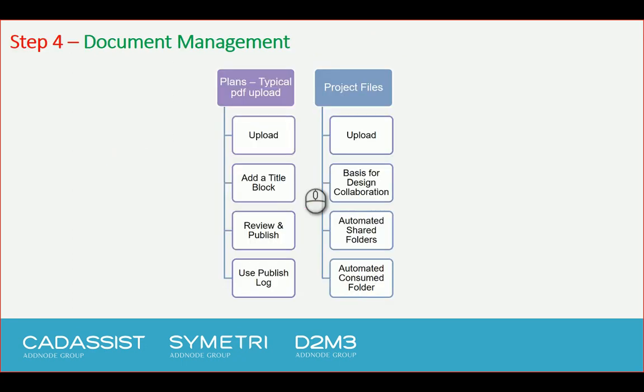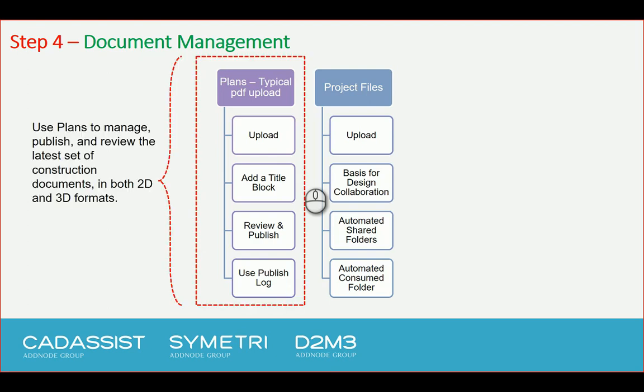And then if we're having a look at them as a bit of a step-by-step workflow, with your plans it is a typical PDF upload. With a typical PDF upload, you'll add your title block, you'll review and publish, and you can use your publish log. With project files, you have got your upload. It's the basis for design collaboration, automated shared folders, automated consume folders as well. So we'll be extracting and exchanging information that way as well.